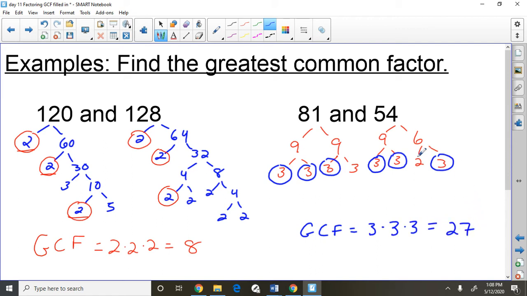Now, some of you may know that 27 is the largest number that divides into 81 and 54, and that's great. But the prime factorization gives us a way to do this for all problems.